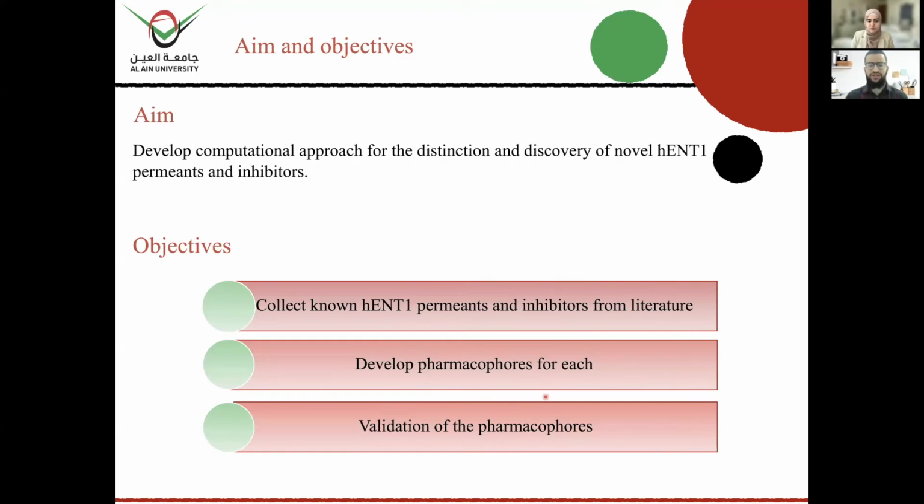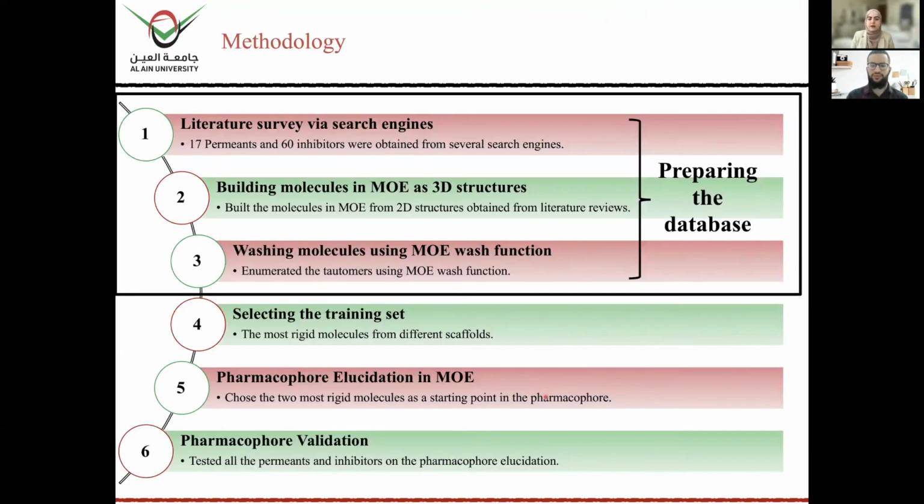Our aim in this study is to develop a computational approach for drug distinction and the discovery of the permeants and the inhibitors. This will be achieved through the following steps. One, collection of the known hENT1 permeants and inhibitors from the literature. Two, develop pharmacophores for each. And the final step is the validation of the pharmacophores. Now, how we carried out our approach.